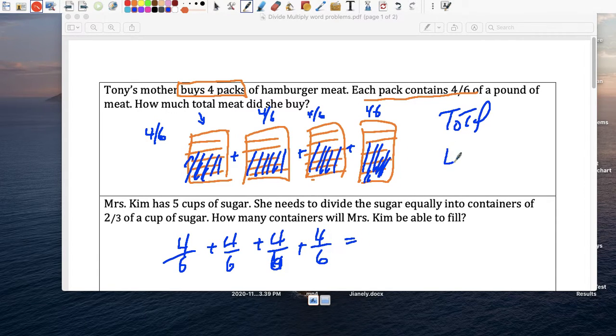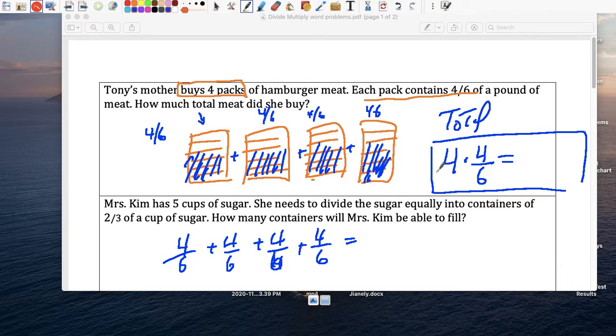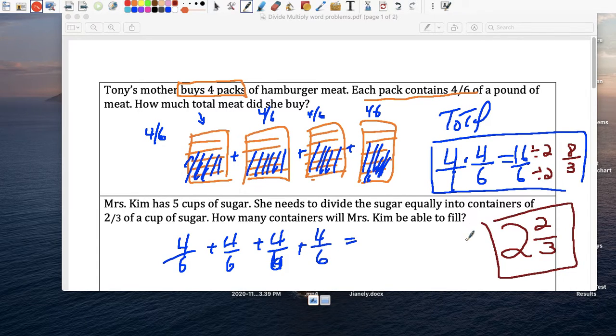Or the easy way would be 4 times 4 over 6. It really didn't make a difference. But obviously we're doing multiplication of fractions, so the idea was for you to do this. Put this over 1. 4 times 4 is 16. 16 over 6. Let's simplify. Remember, we are now simplifying. Divide this by 2, divide this by 2. We get 8 over 3. And 8 over 3, how many times can 3 go into 8? 2 times, 2 over 3.